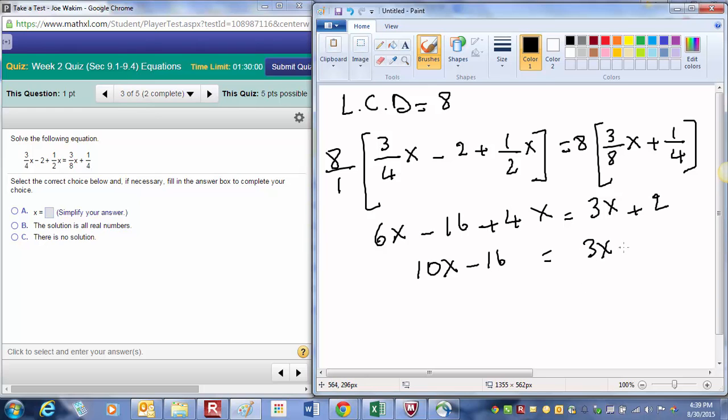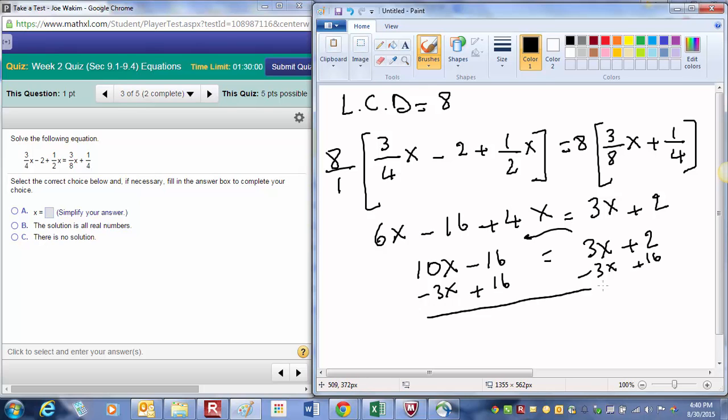So this is equal to 3x plus 2. Now we want to solve for x. We're going to separate variables. Move the x to the left, the 16 to the right. Subtract 3x from both sides, and that would make the 3x move to the left. Let's move the negative 16 to the right. We just add 16 to both sides.